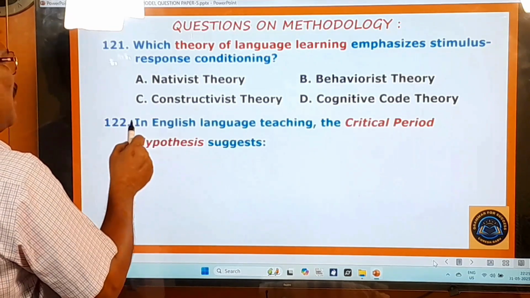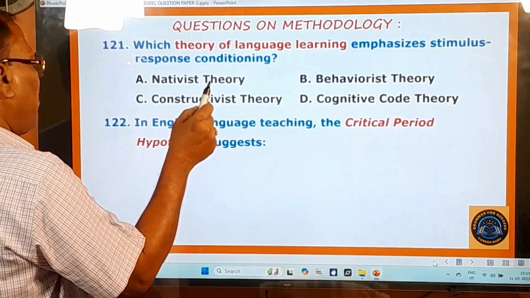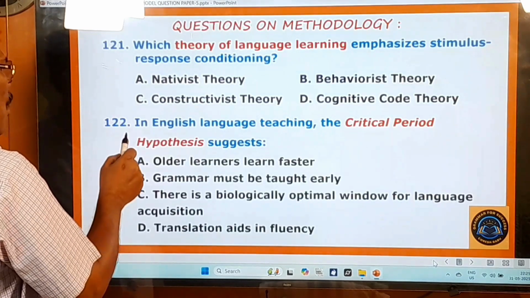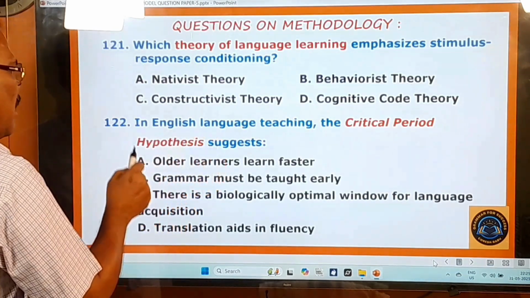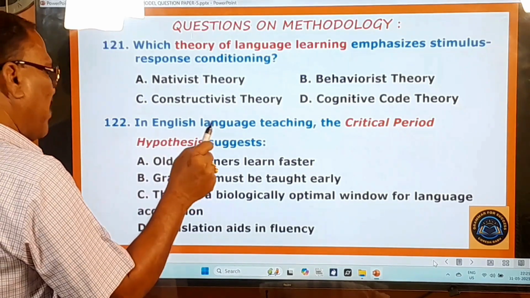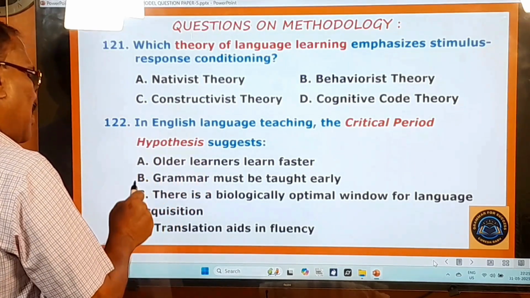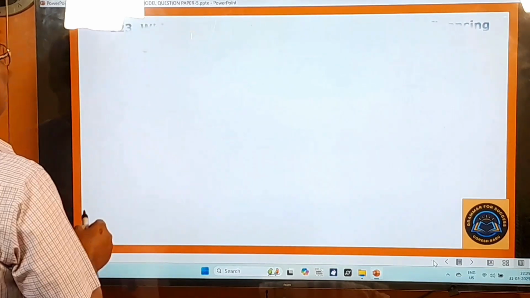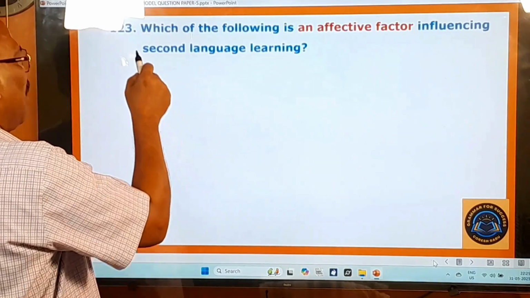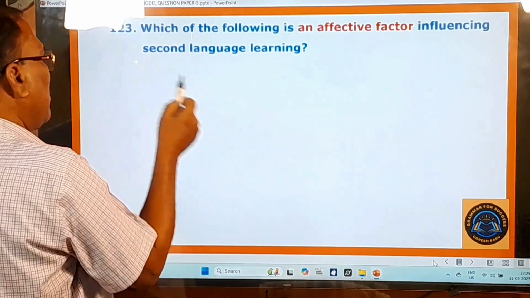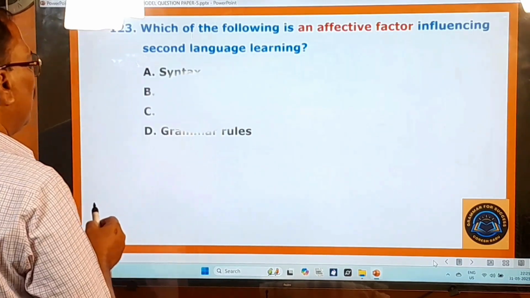122nd question. In English language teaching, the critical period hypothesis suggests older learners learn faster, grammar must be taught early, there is a biological optimal window for language acquisition, translation aids in fluency. 123rd question. Which of the following is an affective factor influencing second language learning?